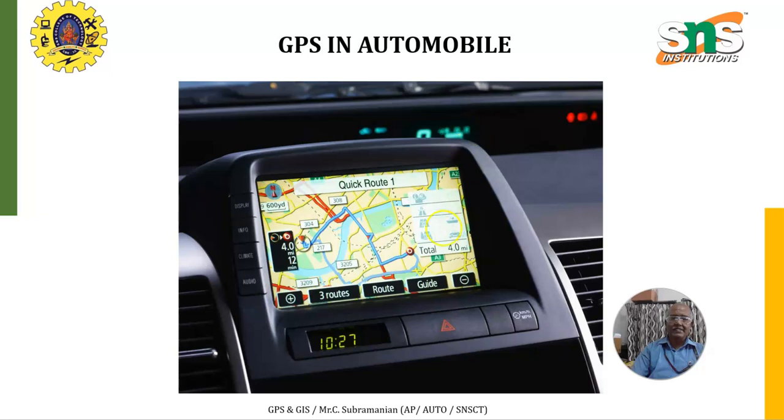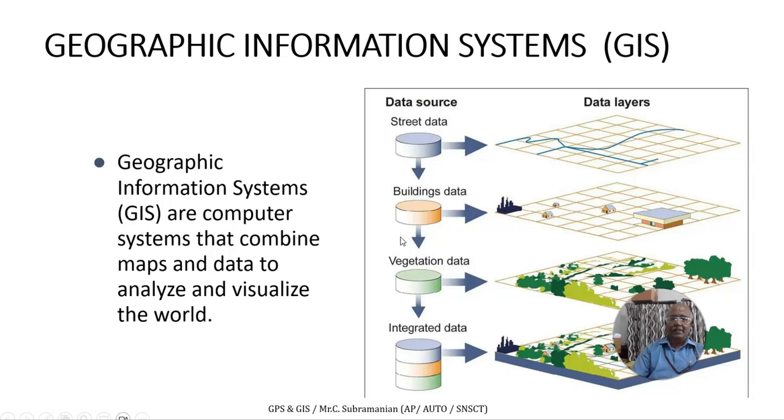In automobiles, you can see the GPS on the dashboard itself. It gives our location and the destination point where to reach. For example, it says that in 4 minutes we can reach there. In whichever mode we are traveling, it can inform us.